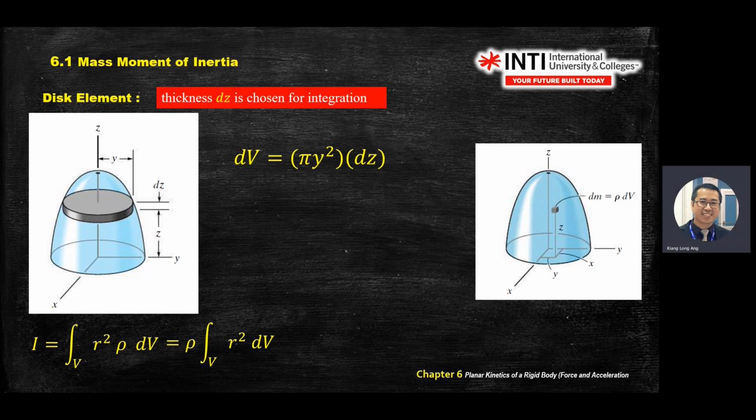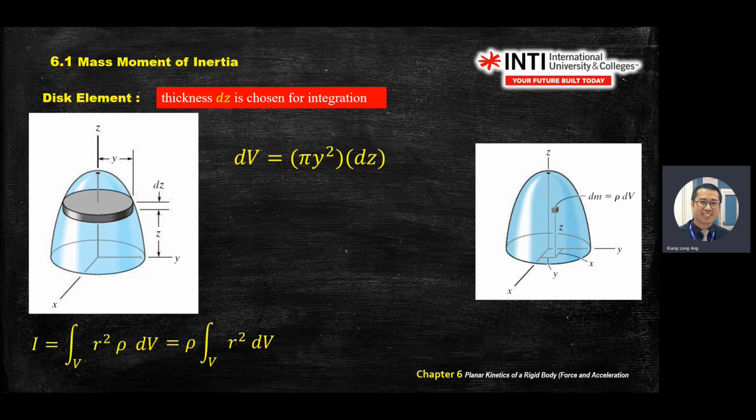Again, recall your second moment of inertia: integrate r squared rho dV. Again, pull your rho outside. What is your dV? dV equals pi y squared dz. So now what do you integrate? What is changing here? Z. So just pay attention to the way you find it.